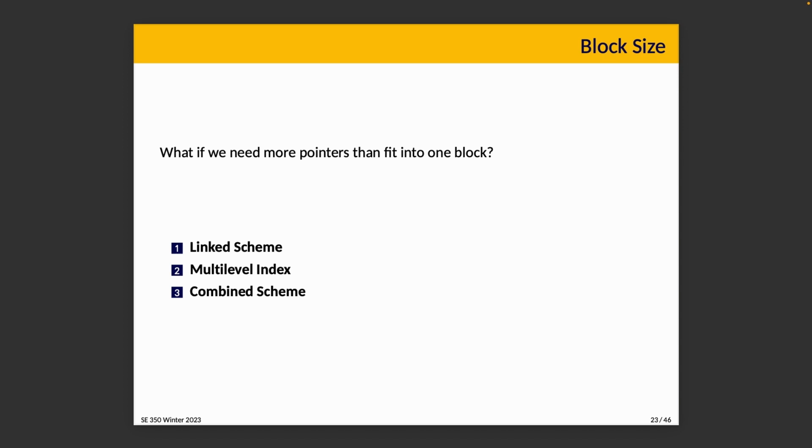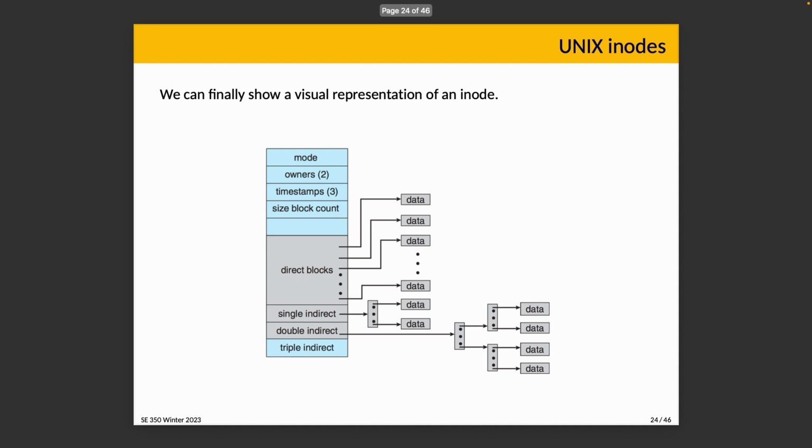The next 3 pointers refer to the indirect blocks. The 13th is an index block containing, well, the address of blocks with data. And then 14 and 15 correspond to double and triple indirect blocks. So if we look at an actual visual representation of an inode, we see here there's a bunch of stuff related to the file.